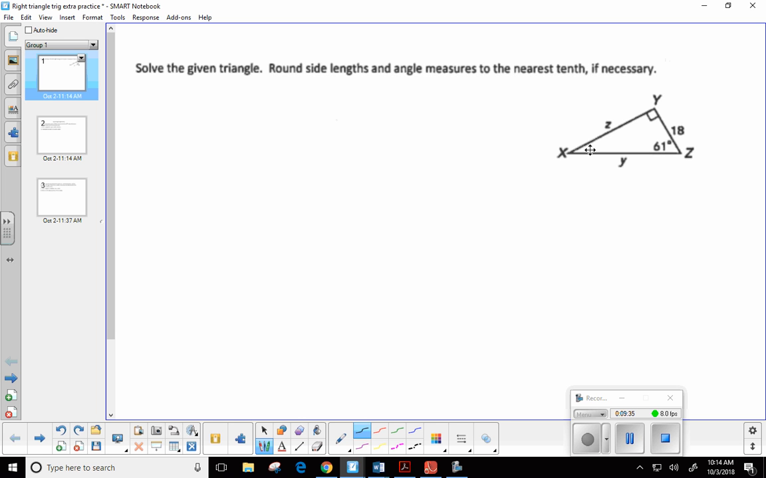What plus 61 would give me 90? 29. So right there, we already have 29. Okay. So the only thing I want to do here is go ahead and find y and z. Now let's go ahead and revisit our trig functions. Remember, there are 6 of them.